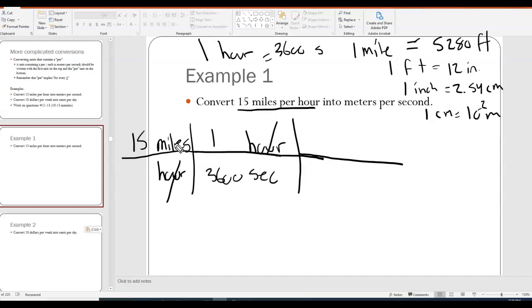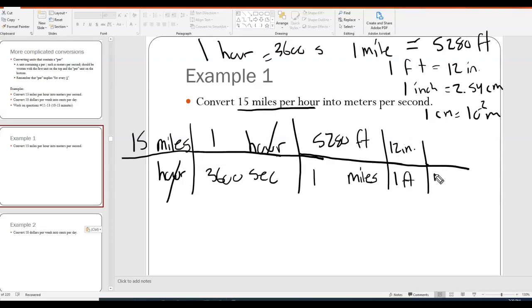Well, if I have miles on the top, I have to have miles down on the bottom, and the conversion factor is 1 mile is equal to 5,280 feet, and I keep going from there. I know 1 foot is 12 inches, I know that 1 inch is 2.54 centimeters, and that 1 centimeter is 10 to the negative 2 meters.